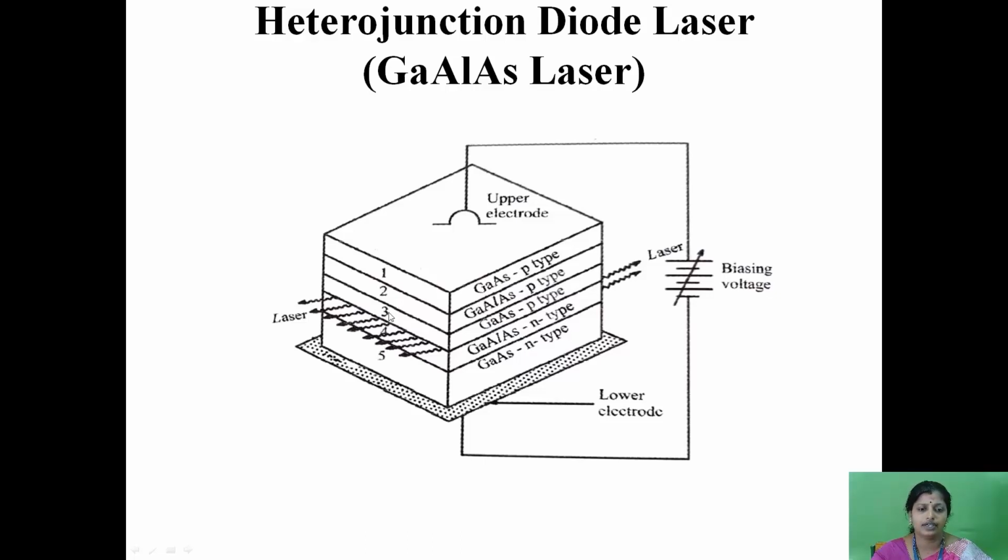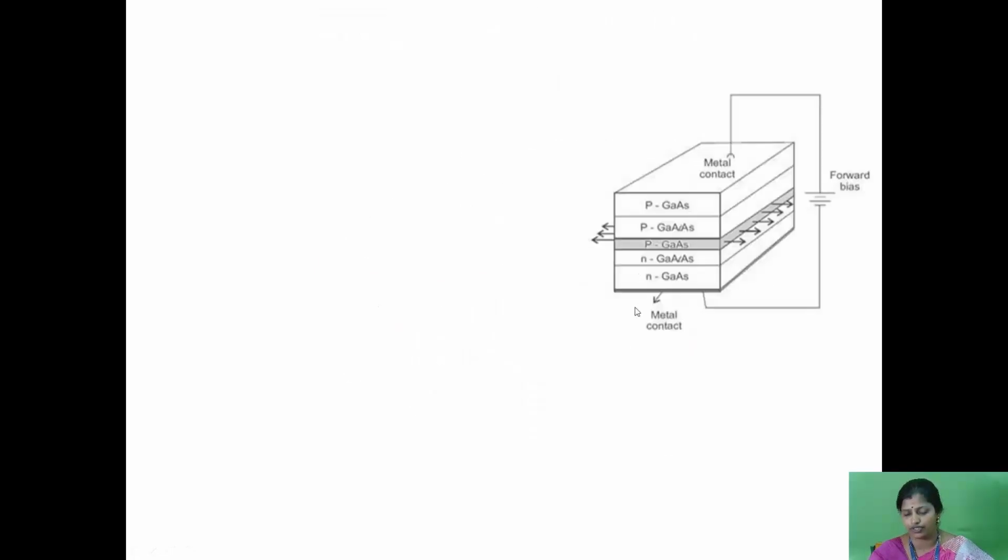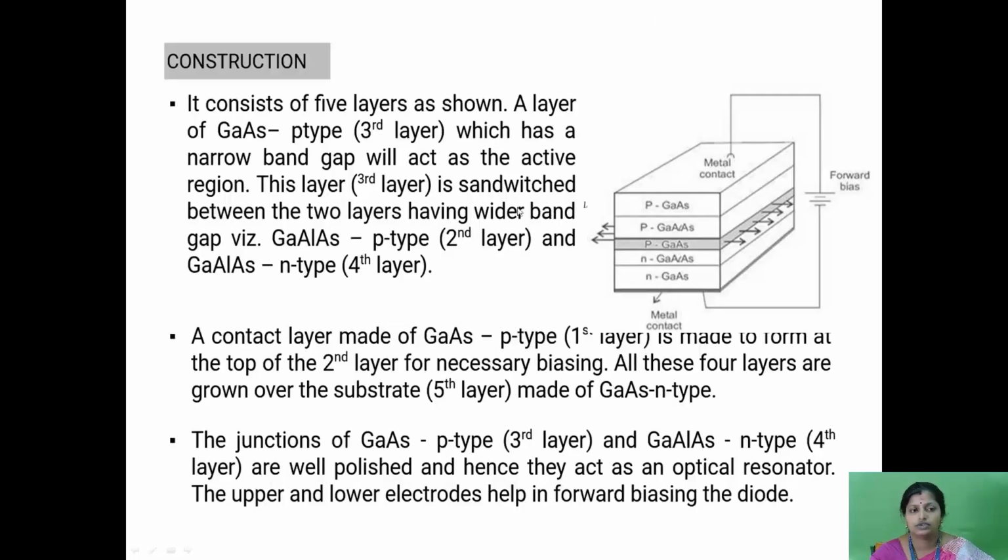In between the third and fourth layers, the polished surfaces are analyzed. Only through the polished surface are laser beams produced. This is the construction and working principle, and each layer is explained. Gallium arsenide and gallium aluminum arsenide, in between the P-type and N-type, produce laser beams.